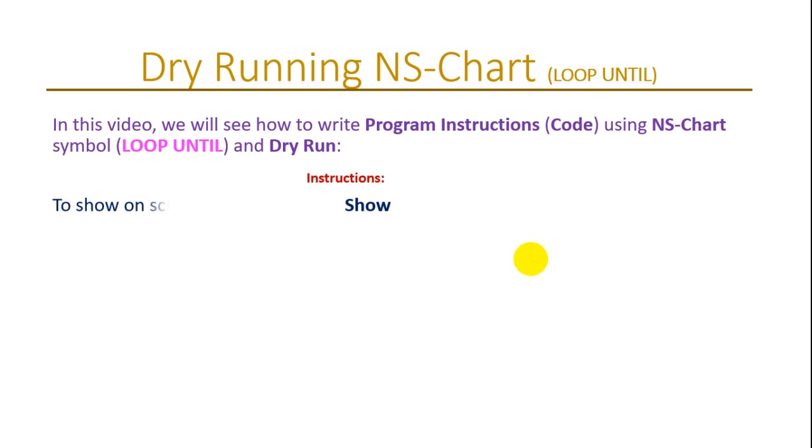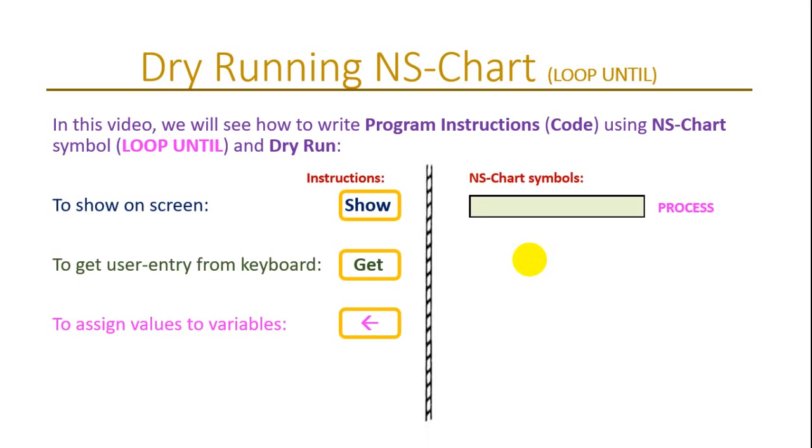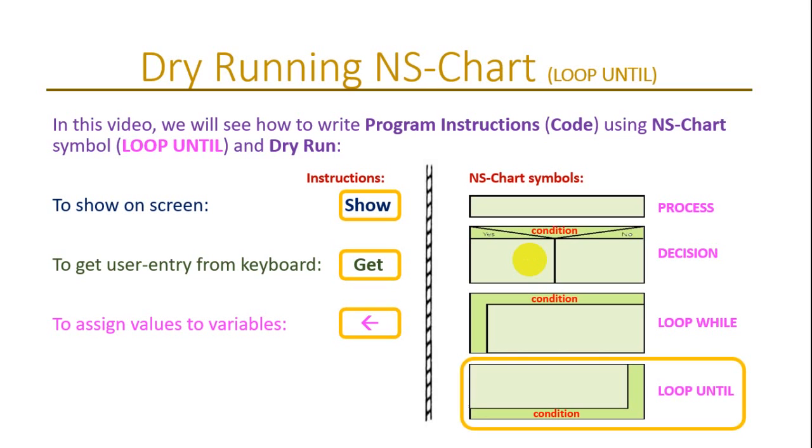Once again, to show you, we have these same instruction sets: the show, get, and the arrow, doing screen and keyboard input and assignment of values to the variables, plus the four symbols we have: the process, decision, the loop while, and the loop until. So now we are going to do the loop until part.